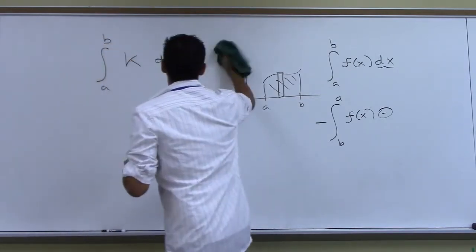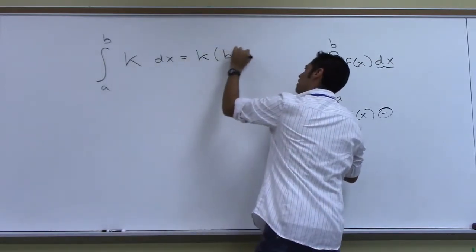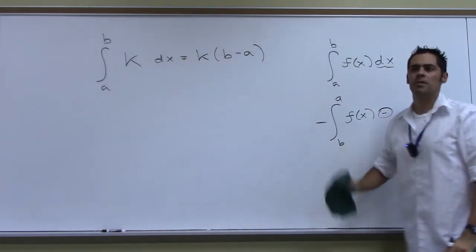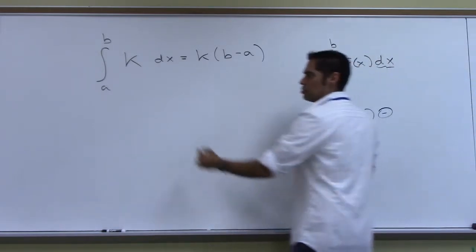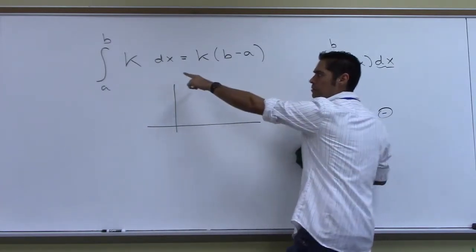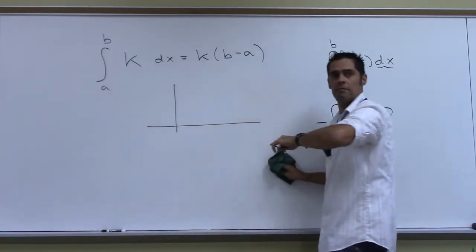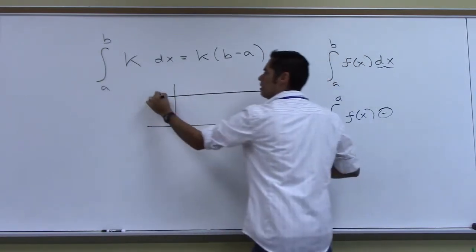K is equal to k times b minus a. Does that make sense why that would be? Let's draw it. That's a constant function, right? Constant. So maybe it just does this.